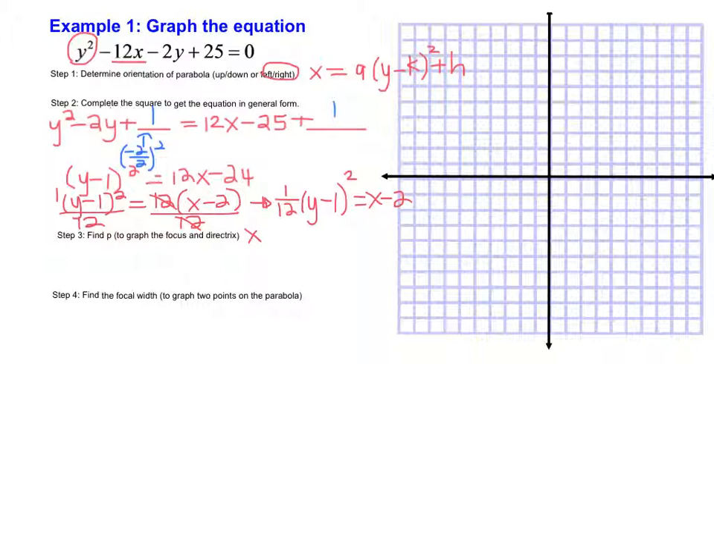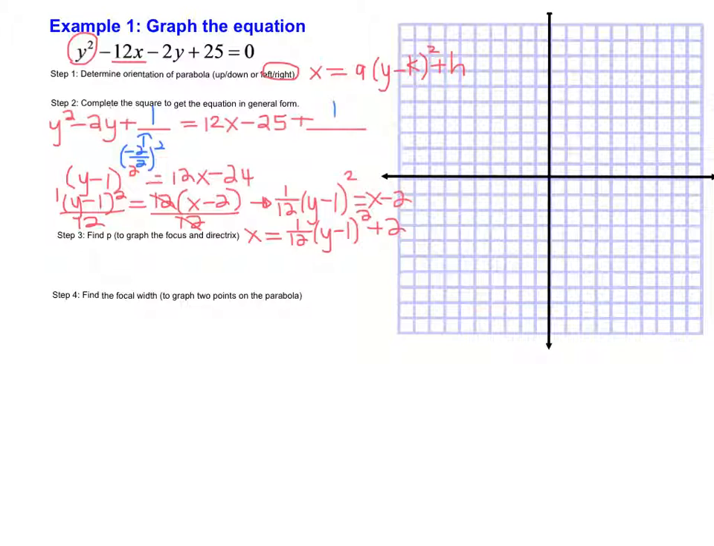So let me write it in the correct order. I'm going to have x equals 1/12 times y minus 1 squared plus 2. What I did from this step to this step was add the 2 to the other side, and then I just rewrote it with the x on the left-hand side. So now we're in this form. I can see my a is 1/12, my k here is 1, and then my h is 2. So now let's go ahead and find the features that we're going to need to graph.